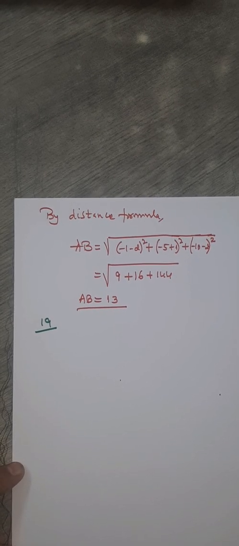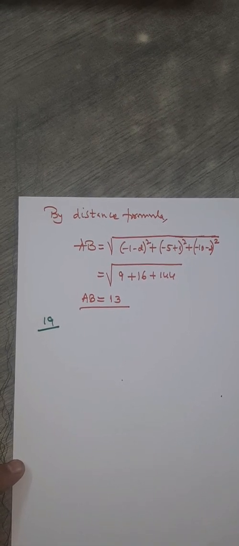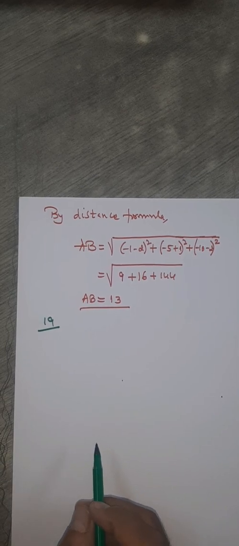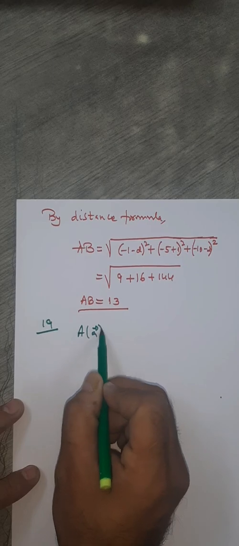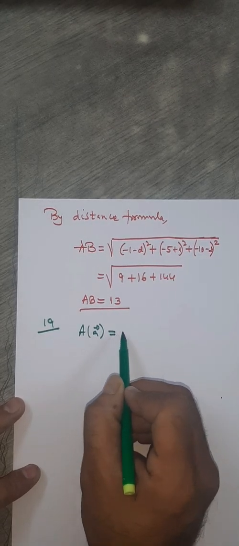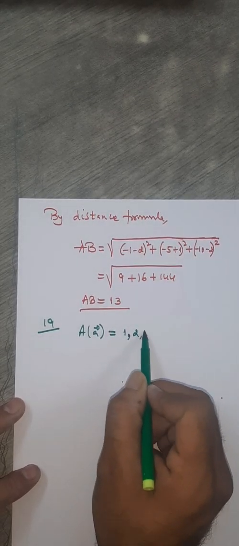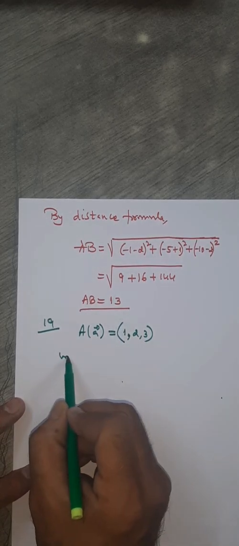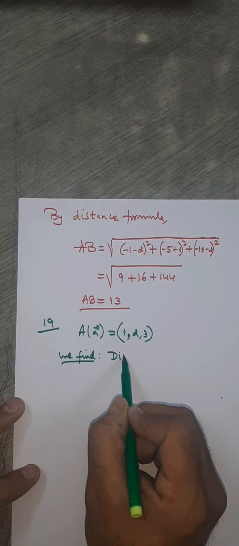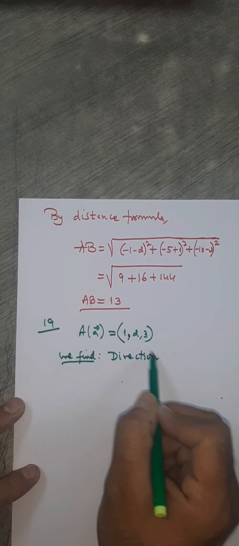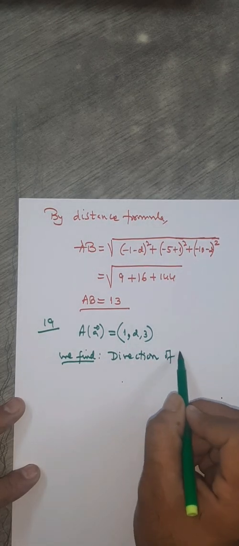Question number 19. Find a vector from the line through this. You need an equation of a line. So you need fixed point and its direction. Fixed point you are given. Which is a fixed point here? 1, 2, 3. This is given. We find direction of the line here. To get a line, you need fixed point and the direction of the line.